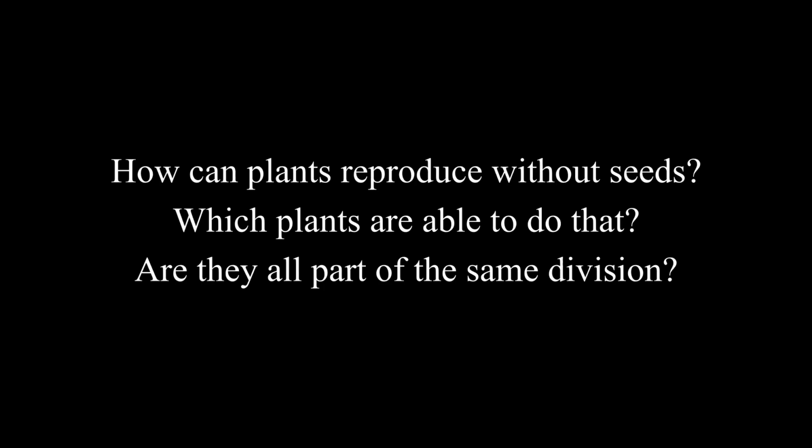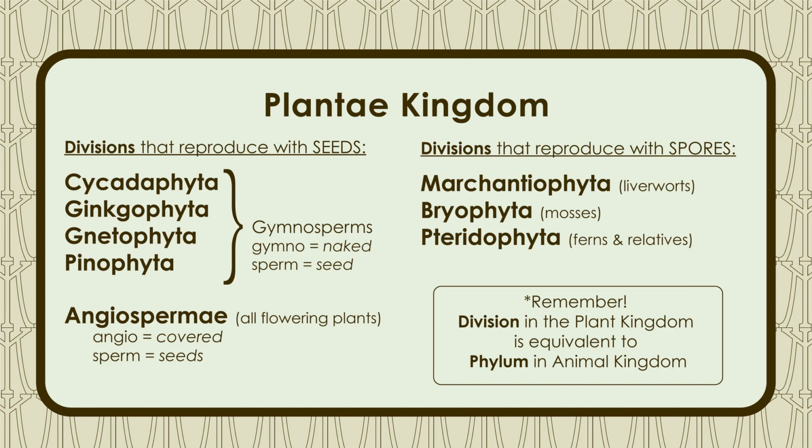Next question: how can plants reproduce without seeds? Which plants are able to do that? And are they all part of the same division? These are the 3 divisions that reproduce using spores. The Marchantiophyta, the Bryophyta, and the Pteridophyta are all divisions that reproduce using spores instead of seeds.